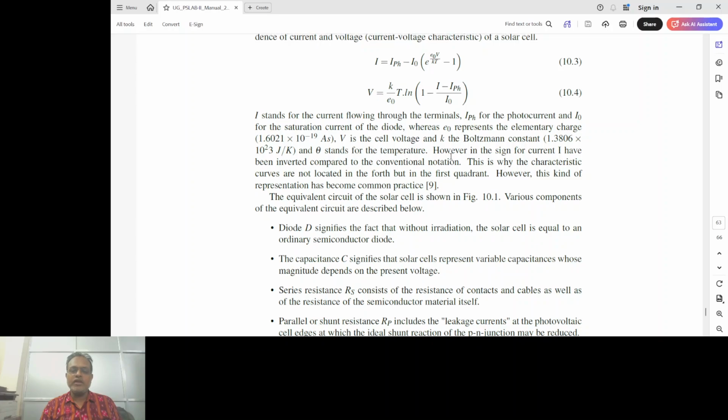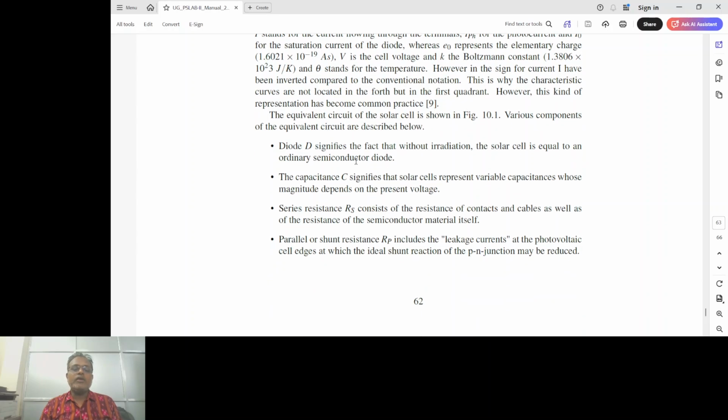For example, k is the Boltzmann constant. Now, in order to simulate, we need to program these equations. Now, in the equivalent circuit, the diode D signifies the fact that without irradiation, the solar cell is equal to an ordinary semiconductor diode.